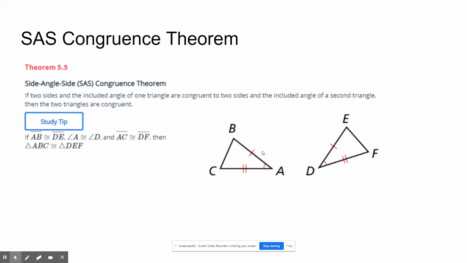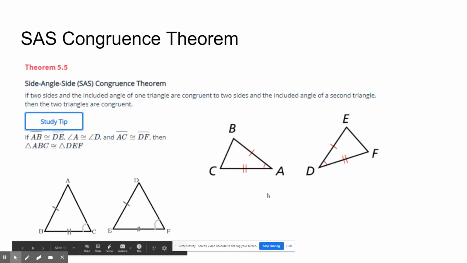And so remember, side angle side means that the angle is in between the two sides. So here would be an example of something that's not side angle side. Notice how you still have two sides and one angle, but the angle is not in between the two sides. It's not the included angle that's formed by those two sides. And so this picture would not be an example of the side angle side congruence theorem.